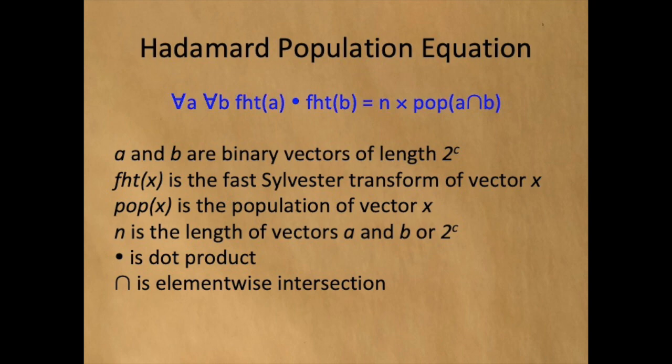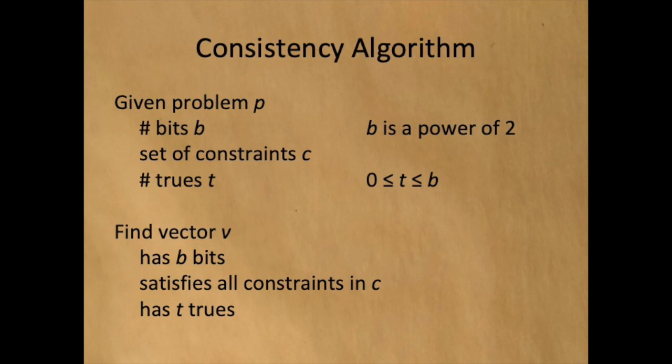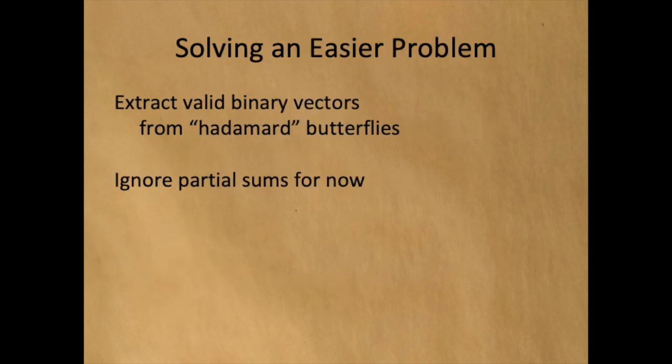The video is linked below. And the consistency algorithm that we will work on today works like this. Given a number of bits b, a set of constraints c, and a number of truths t, find a vector v that has b bits that satisfies all of the constraints in c and has t truths. We're going to start with an easier problem, extracting valid binary vectors from pure Hadamard butterflies. We're going to ignore partial sums for now.